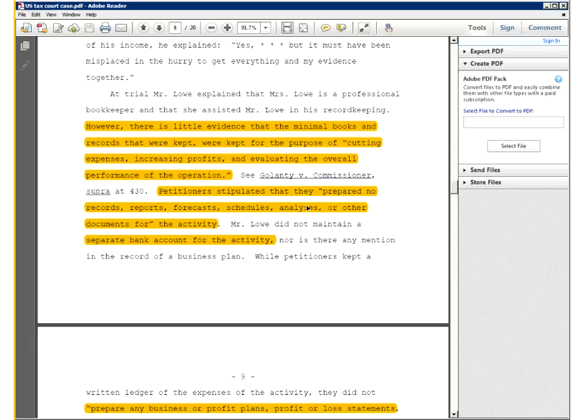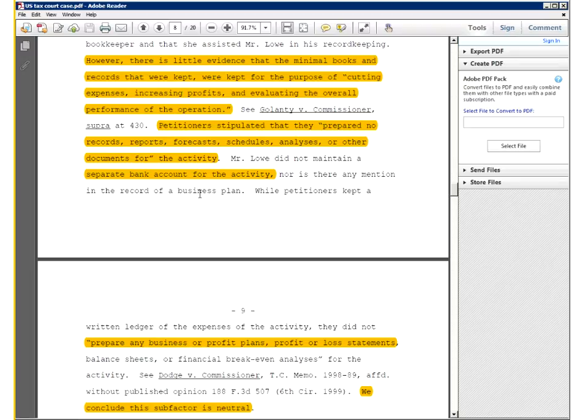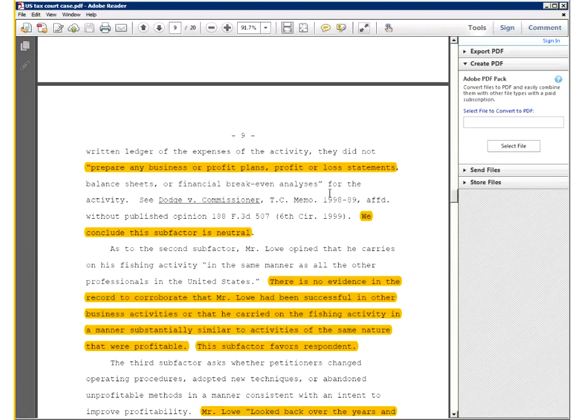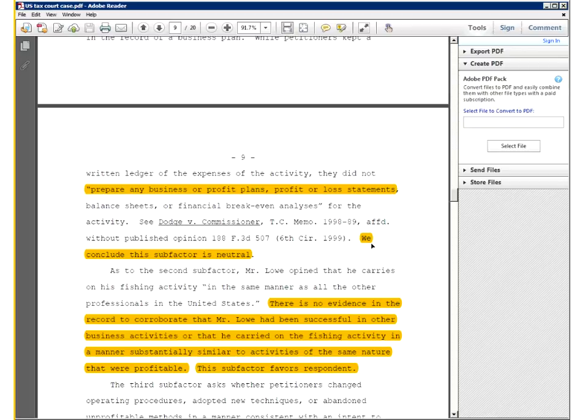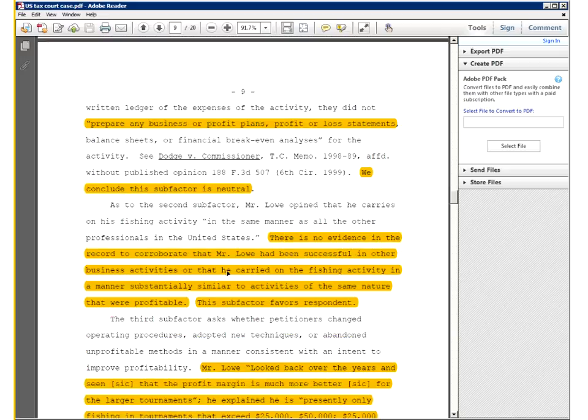And the main guy, the fisherman, stipulated that he didn't prepare any income statements for this activity. He didn't maintain a separate bank account. That's a big one. He didn't prepare any income statements to look at prior years to see if he could do better. Since he did keep some items and did keep a record, the court found this was neutral. I probably would not even have been that nice. If I was the court, I would have said this was for the IRS side.